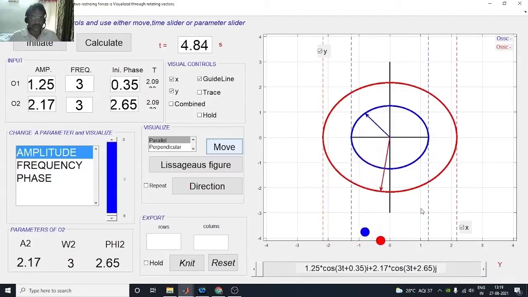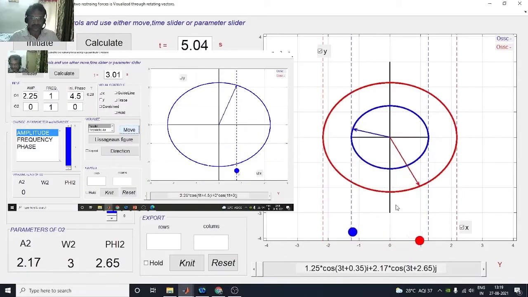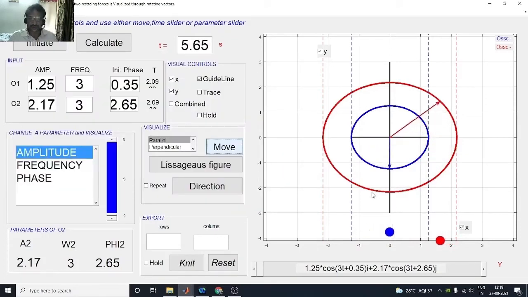Please check my earlier video where I showed the full details of the rotating vector and how it can be used for simple harmonic motion description. Now the question we are looking for is, how does the vibration or harmonic motion look if these two are superimposed? Let us see.